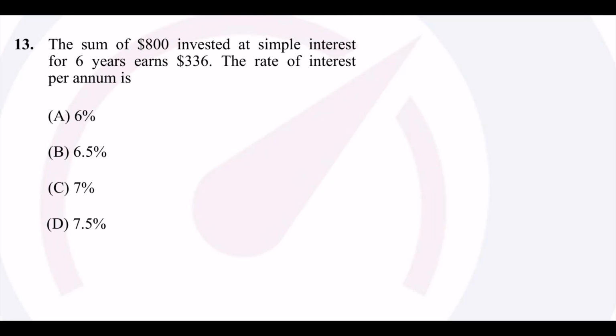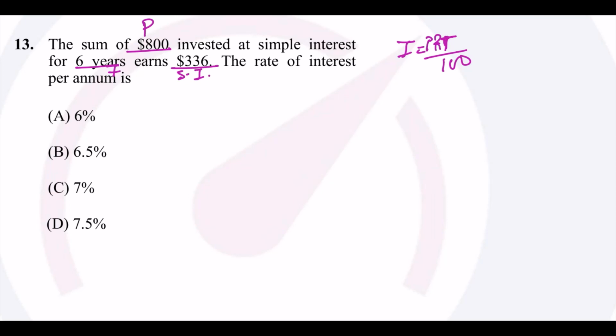So we know the simple interest formula. Let's write up what we have. We know that I is equal to PRT over 100. We know that by now, right? So let us take out what we have. This $800 is the principal, this is the time, and $336 is the interest, or the simple interest earned. So we want to find the rate.